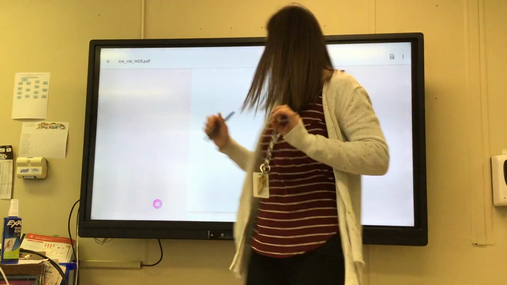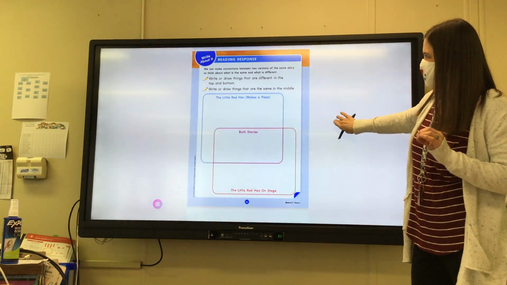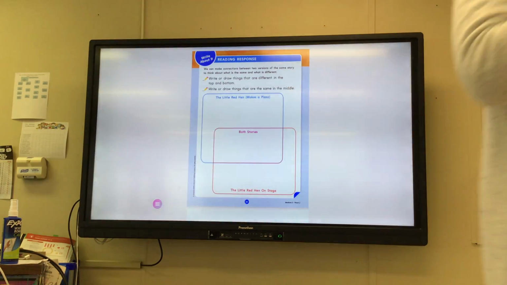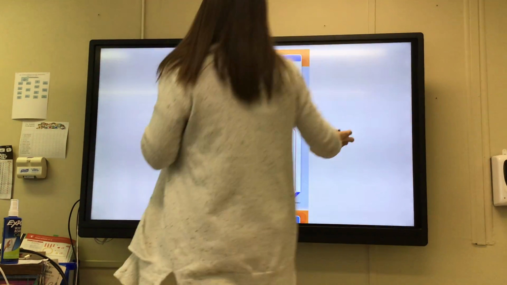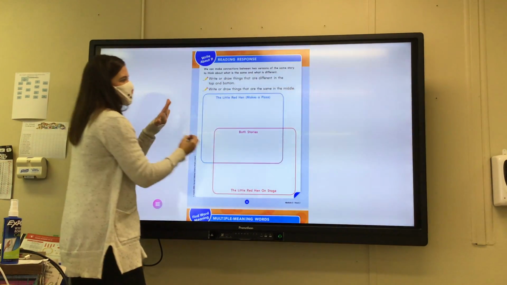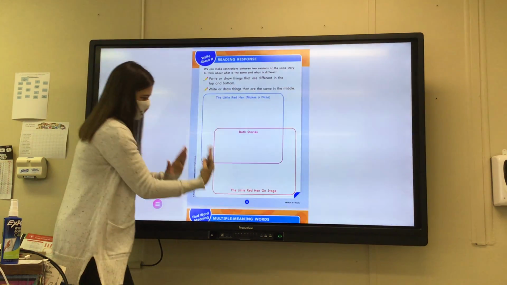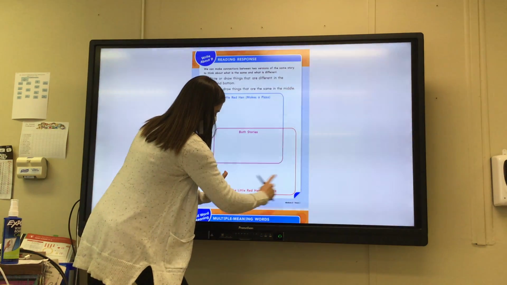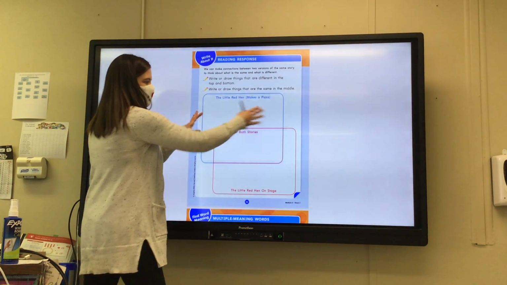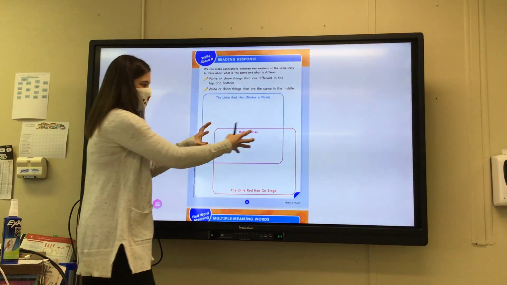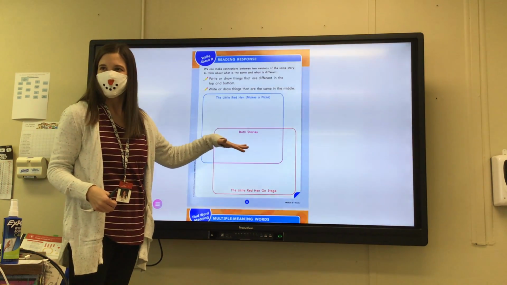Okay. So once I get it pulled up, and we're on My Book page 56. Are you on page 56? Make sure you get there. Okay. These are rectangles instead of circles, but up here we're going to be talking about things that happen in Little Red Hen Makes a Pizza. Down here, we're going to talk about the things that happen in Little Red Hen on stage. And in the middle, when both of these rectangles come together, right here, it's going to be what happens in both stories that are the same.